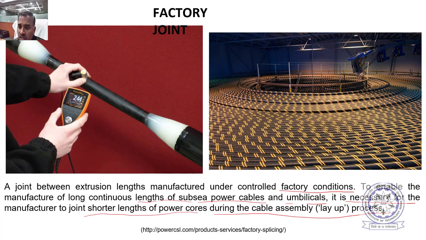For example, you see the cable being laid on a ship. A very long length of cable will be laid on the ship, because it is better to avoid the joints as far as possible for a subsea or submarine cable. Therefore, very long lengths are manufactured using factory joints only. In fact, the manufacturing company will be chosen offshore, and the ship will be in the sea, and the manufactured cable may be laid directly on the ship itself. This is how a long length of cable is manufactured using factory joints. Whatever joints are used in the manufacturing process are called factory joints. These are joints between extrusion lengths.